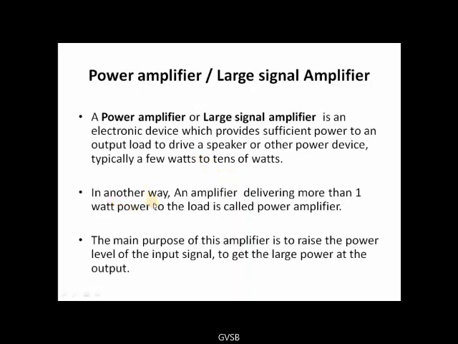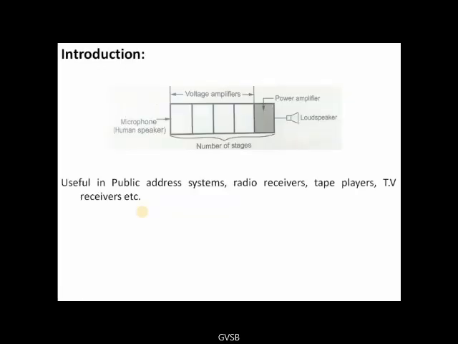There is one more definition for the power amplifier: an amplifier delivering more than 1 watt of power to the load is called a power amplifier. The main purpose of this amplifier is to raise the power level of the input signal to get large power at the output. So the main thing is that power amplifiers will increase the power level of the signal. We all know the power is a product of voltage and current, so the power amplifier increases the strength of a signal in terms of both voltage and current.